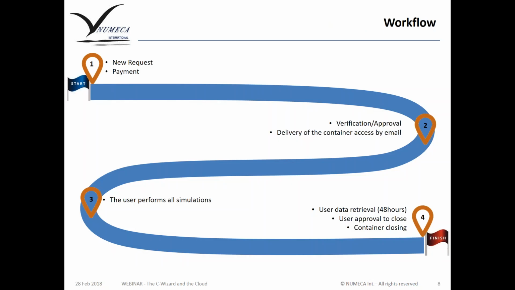So what is the workflow for this access to the cloud? First of all, you have to make a request. Then you have to make a payment according to what you want to book in the cloud. We are going to verify that and approve it. That's the second step. As soon as it's done, we are going to deliver the container by email. Then the user is ready to start and can perform all his simulations. That's step 3. As soon as it's over, we go to step 4, and the user has 48 hours to retrieve the data. As soon as everything is ready, we wait for the user's approval to close, and we stop the container. The container will no longer be available at all, and the data will be deleted.